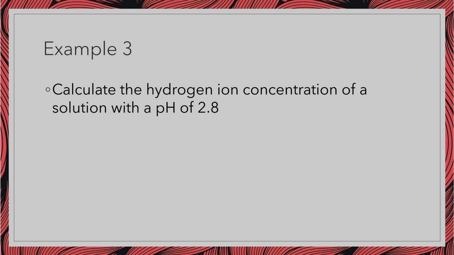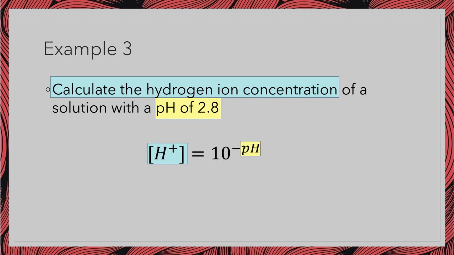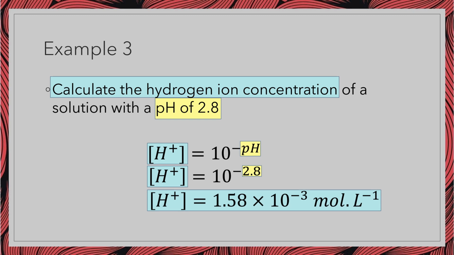Now, third example. Calculate the hydrogen ion concentration of a solution with a pH of 2.8. So this is where that formula comes in that I told you is not on your formula sheet, so you're just going to have to remember it. So pH is 2.8, and we want to calculate the hydrogen ion concentration. So H plus is 10 to the negative pH. So we have 10 to the negative 2.8, which gives us 1.58 times 10 to the negative 3 moles per liter. Okay, so that's how we do that, nice and simple.